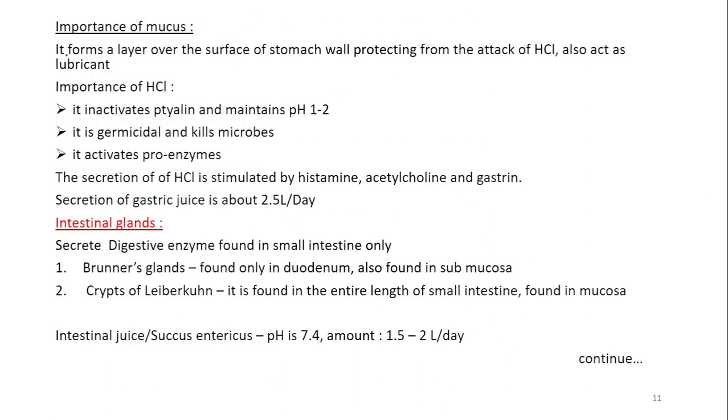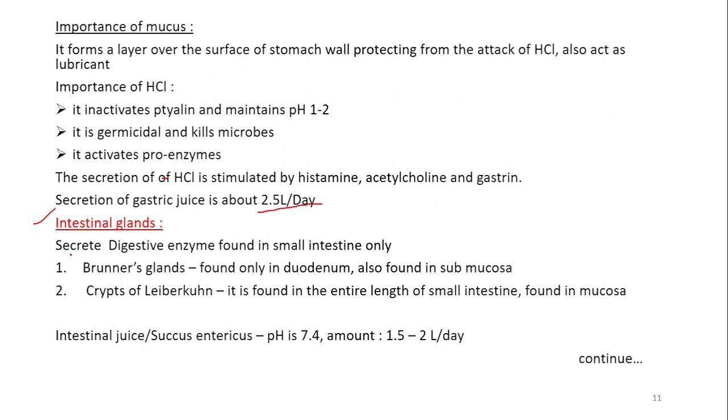Importance of mucus. It forms a layer over the surface of the stomach wall, protecting it from the attack of the HCl. It also acts as a lubricant. Importance of HCl. It inactivates ptyalin and maintains pH 1 to 2. It has a germicidal property and kills microbes. It activates proenzymes. The secretion of HCl is stimulated by histamine, acetylcholine and gastrin. Secretion of gastric juice is about 2.5 liter per day.